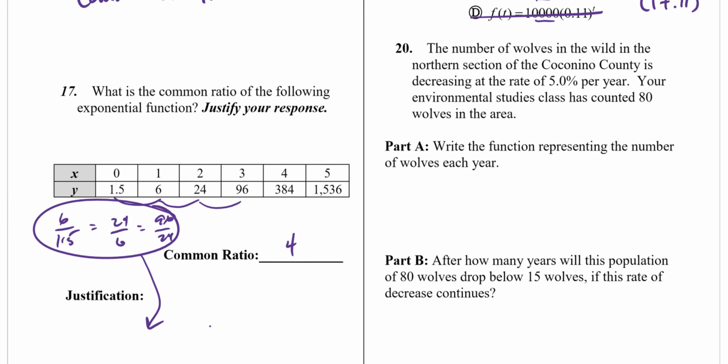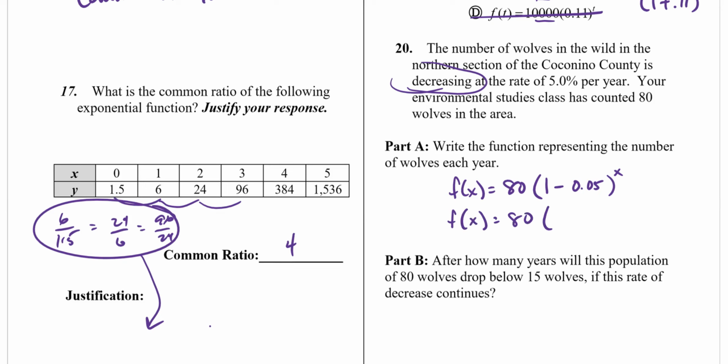20. The number of wolves in the wild in the northern section of Coconino County is decreasing at a rate of 5% per year. Your environmental studies class has counted 80 wolves in the area. Write a function representing the number of wolves each year. So again, f of x equals my initial value, 80, times my rate. It's decreasing, so it's 1 minus my rate, which is 0.05, to the x power. So f of x is equal to 80 times 0.95 to the x.